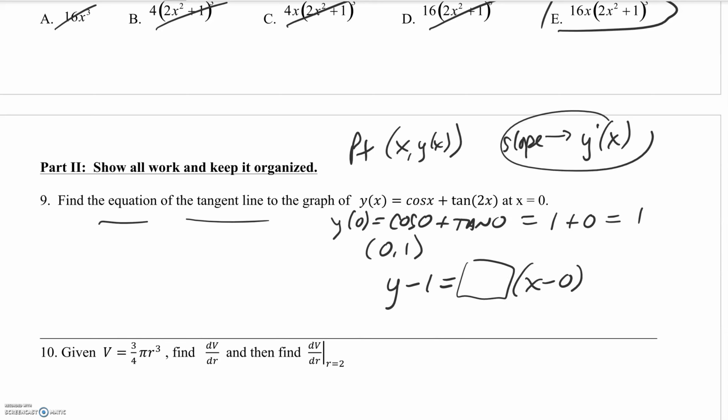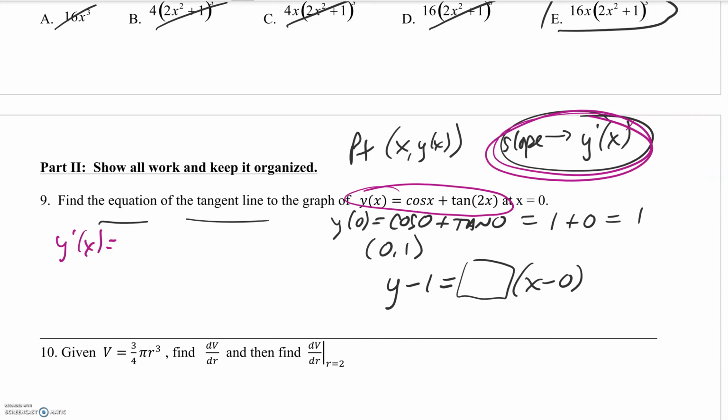So now we're going to go find the slope. So let's do that over here. So slope comes from the derivative of this right here. So we'll start with the y prime. We're going to get negative sine of x, and we got a little chain rule right here. We get secant squared of the 2x, but then we have to multiply by a 2 because of the chain rule.